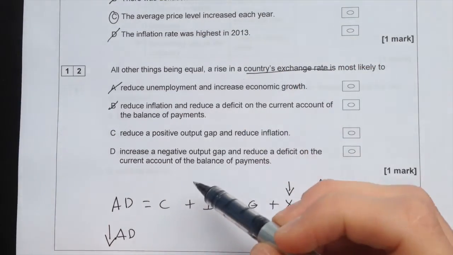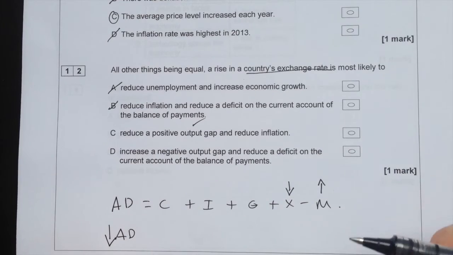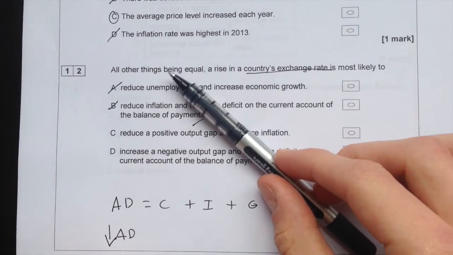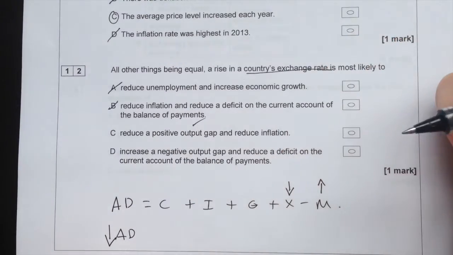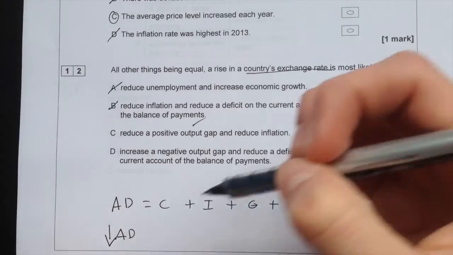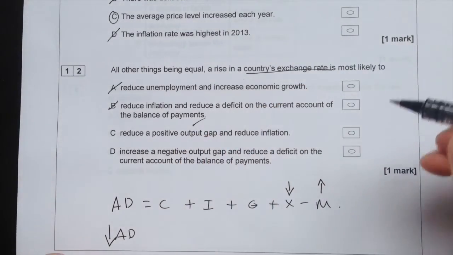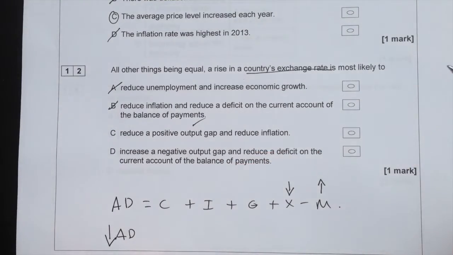C is reduce the positive output gap, which it could because AD's fallen, depending on where our economy is. So AD's fallen, so the output gap will either decrease or maybe go into a negative one, so it's going to reduce it. And reduce inflation, which it will do, because if we have demand-pull inflation, the decrease of AD will cause prices to fall. So that looks like it's going to be the likely answer.